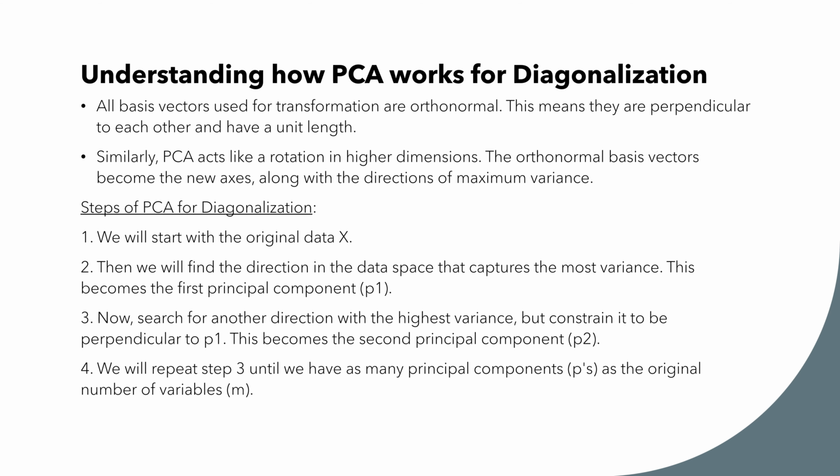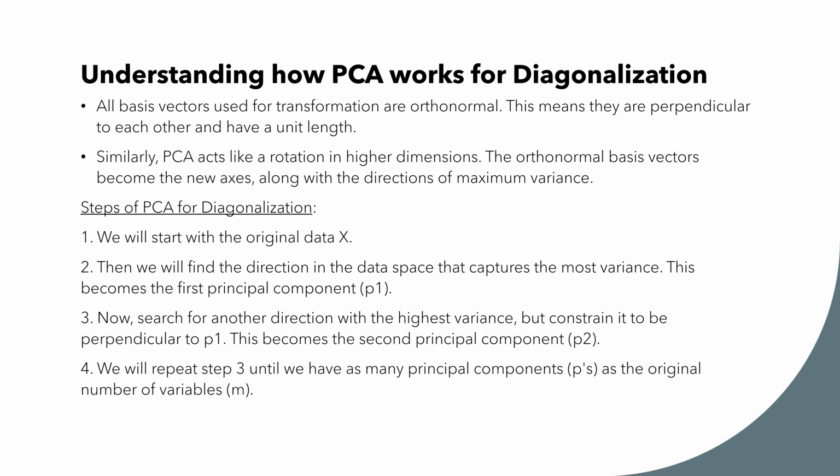Now let's understand how PCA works for diagonalization. All basis vectors used in PCA for transformation are orthonormal, meaning they are perpendicular to each other and have unit length. PCA acts like a rotation in higher dimensions, where the orthonormal basis vectors become the new axes aligned with the directions of maximum variance.